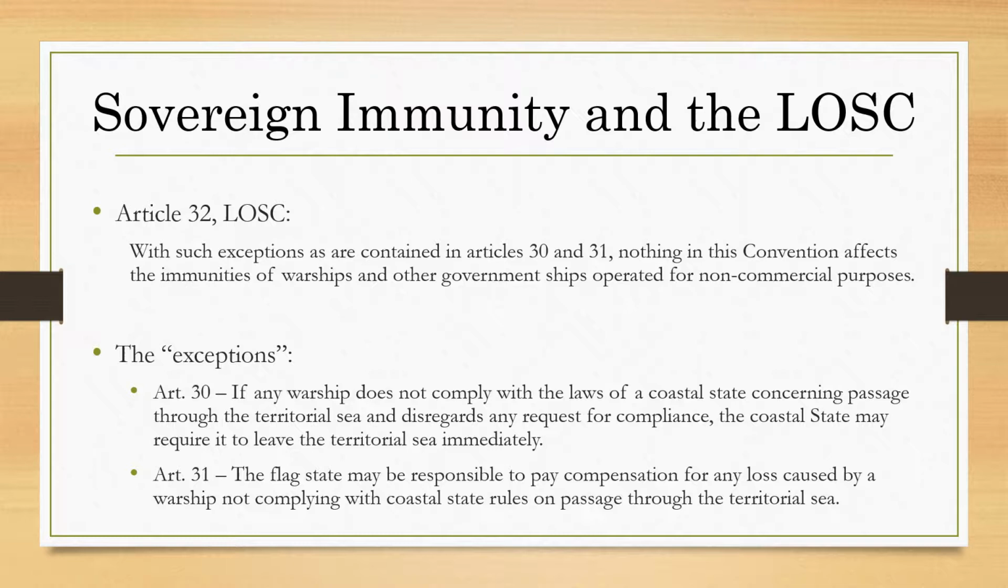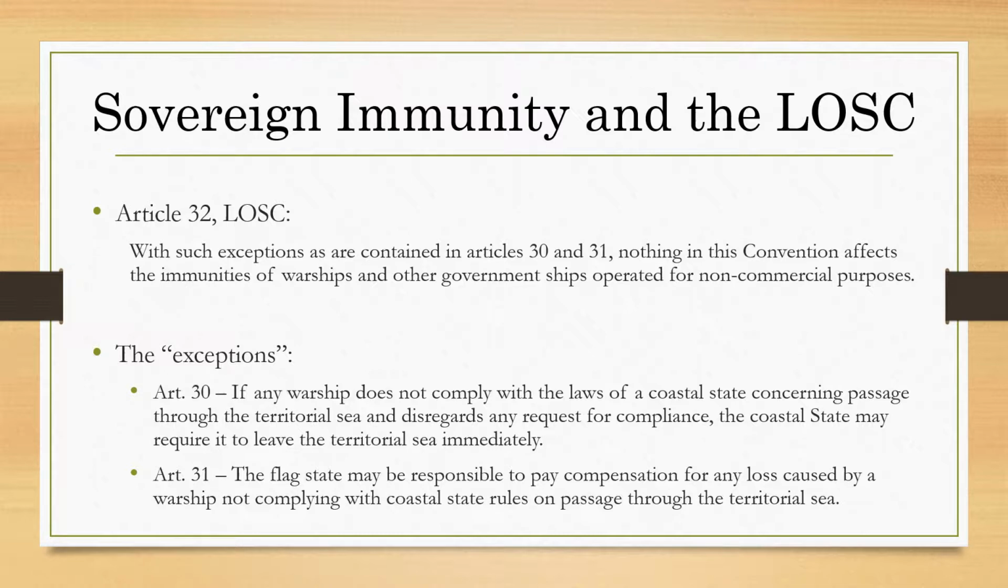So this therefore feeds into the Law of the Sea Convention with a number of important articles, but one in particular is Article 32, which says that except for the exceptions in Articles 30 and 31, nothing in this convention affects the immunities of warships and other government ships operated for non-commercial purposes. So it isn't stating that sovereign immunity exists, but what it's saying is that any existing international law or customary international law on the rules of sovereign immunity are not to be affected or prejudiced by the Law of the Sea Convention. So effectively, it is maintaining international law with regards to sovereign immunity and showing respect for that principle.